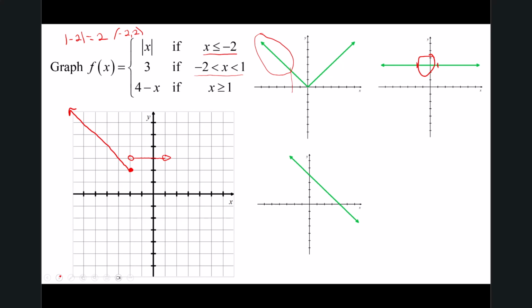Now the last one, 4 minus x. So here's the graph of 4 minus x. We only want this graph where x is greater than or equal to 1. So here's our x is 1, and we want where x is greater than or equal to 1. So if I substitute 1 into that equation, 4 minus 1 is 3. So we have a point at (1, 3). And because it says greater than or equal to, we need a solid dot. So I'm going to fill in that dot at (1, 3). And then we have the slope of -1. And we have something like that.